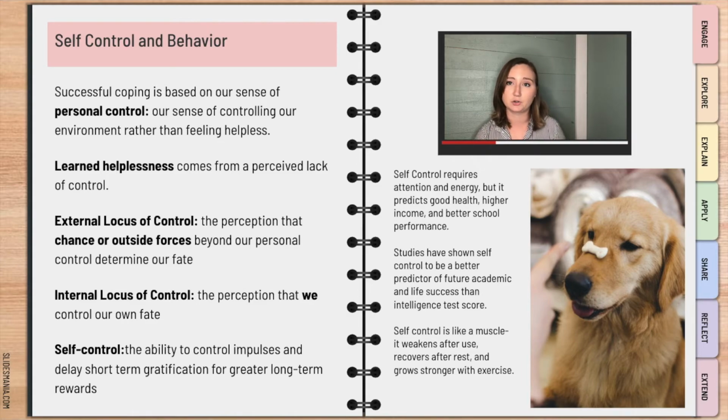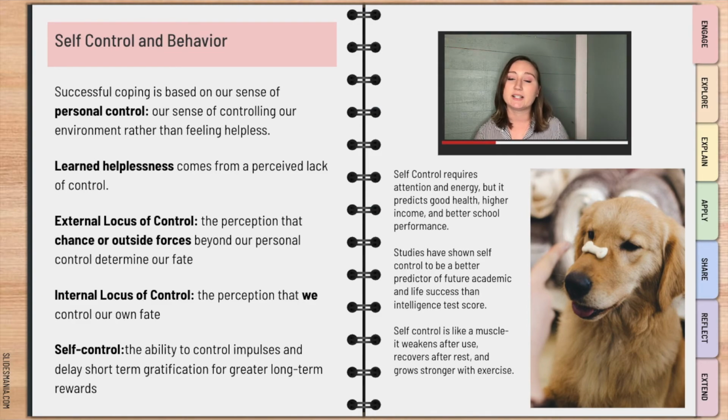An internal locus of control is that perception that we control our own fate. It's, my homework didn't get done, but that was on me. I didn't do my homework. Not, my homework didn't get done because the environment didn't allow me to, but my homework didn't get done because I didn't do it. That's an internal versus an external locus of control. And then self-control itself is the ability to control your impulses and to delay short-term gratification for greater long-term rewards. So it's, I may not go out and hang out with my friends tonight because I have a test to study for, but I'm going to pass the test tomorrow, and then I can go out and hang out.